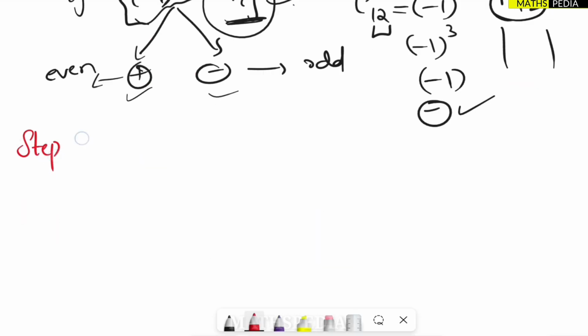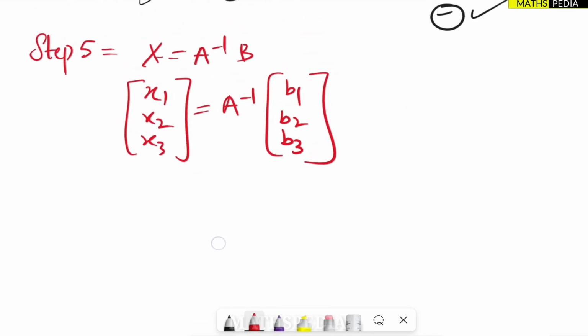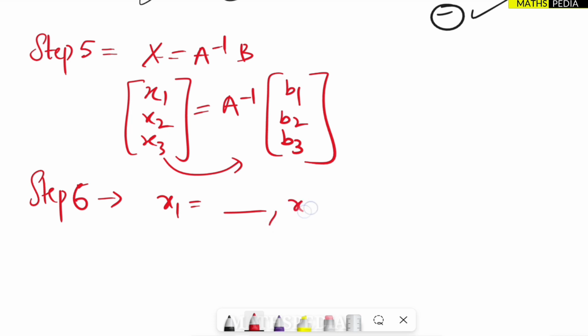So step 5 is basically, after finding X equal to A inverse B, you have to write X, which is nothing but X1, X2, X3, equal to A inverse into B, which is B1, B2, B3. Just multiply this and you will get the answer. So step 6 is the comparison of this and this. After multiplication, you will get the x1 answer, x2 answer and x3 answer. Okay, this is how we have to do it.